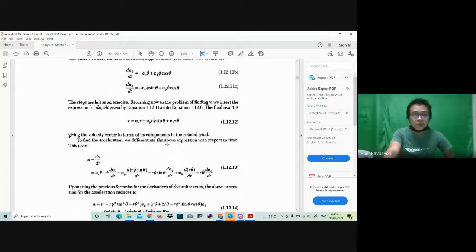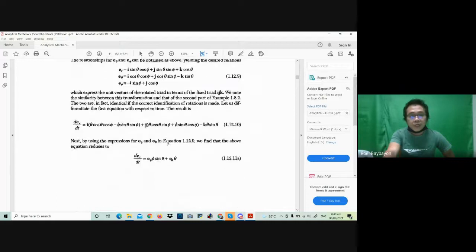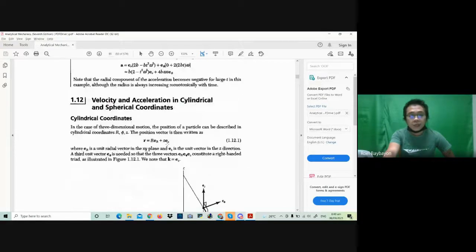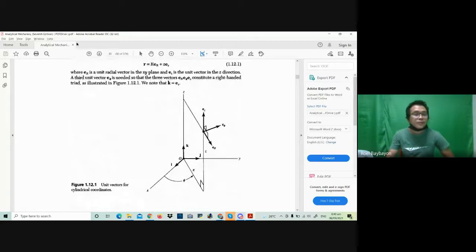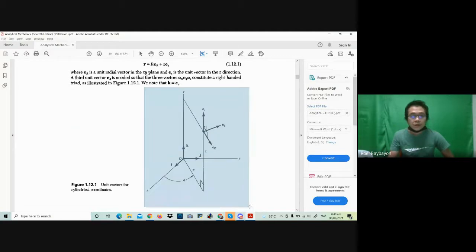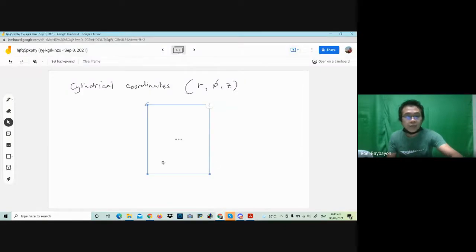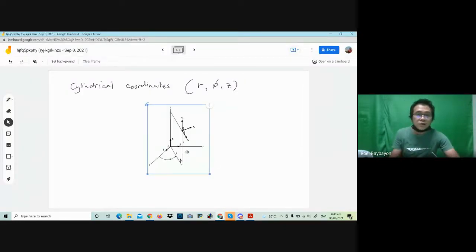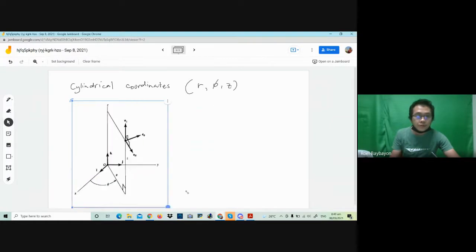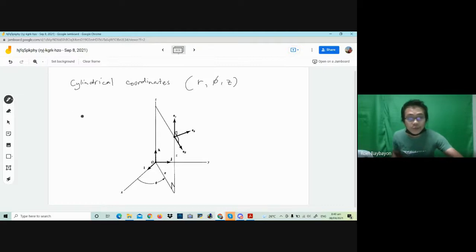This is spherical. This is cylindrical. The coordinates are r, phi, and z. Okay, so if this is my point here, it is different from spherical. If this is my point, and you get its position vector, okay? This is my point here.